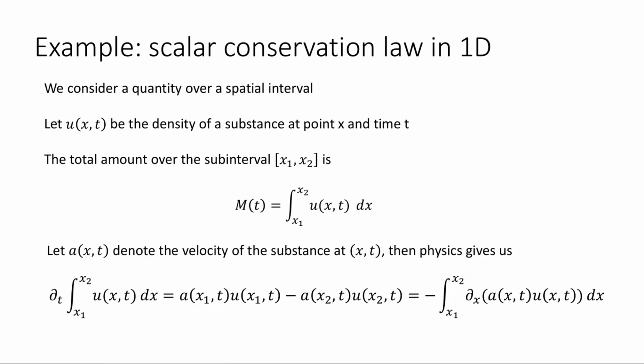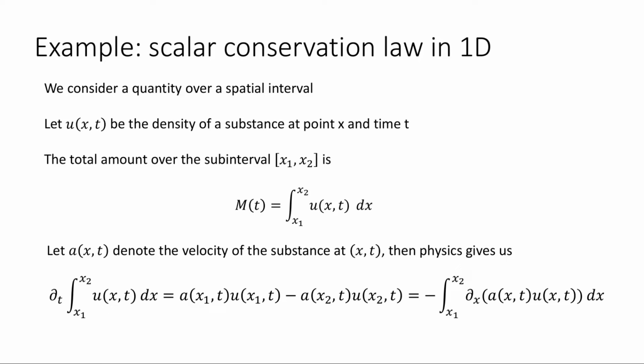If you've got the density of some substance, then the integral will give us the amount of the substance contained in the integration area. That's just our good intuition from physics. Now let's suppose that a(x,t) denotes the velocity of the substance at position x in time t. Then some physical intuition gives us the following.